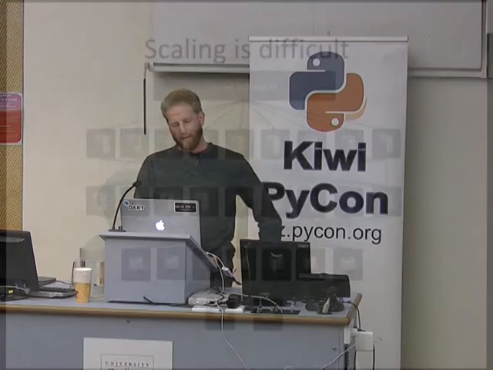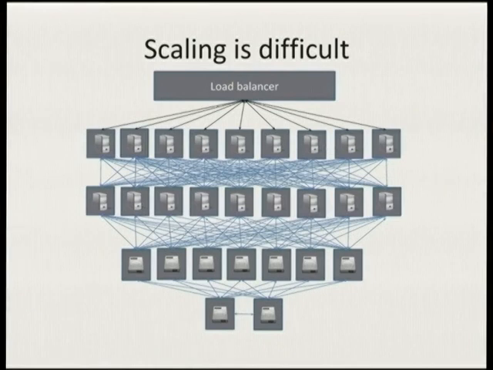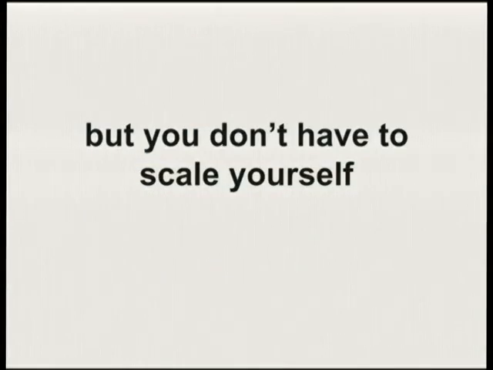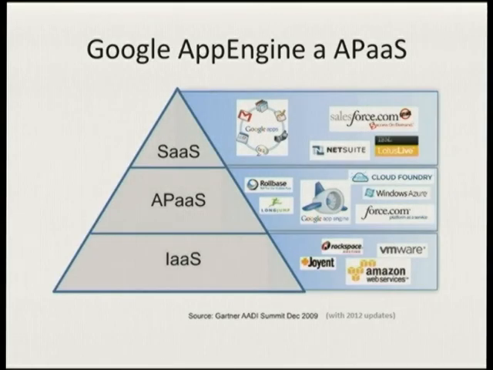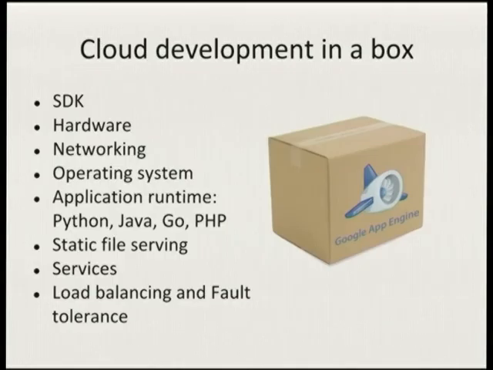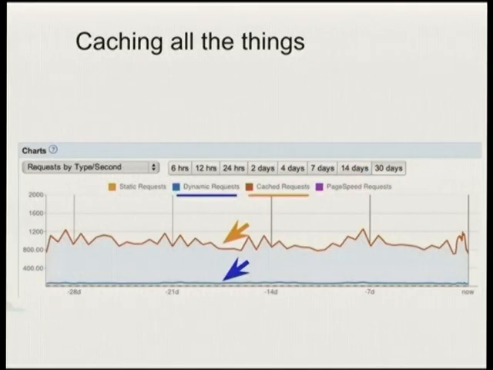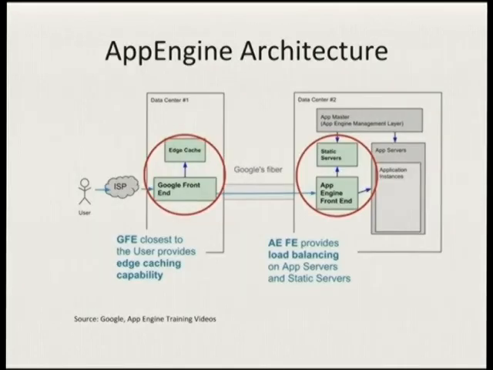Another thing about this is failure. If any part of this fails, you need to recover from that. Luckily, you don't have to do this stuff yourself. There's a whole lot of offerings. I'd probably also add Heroku and OpenShift to the mix and a few others. So we went with App Engine just because it's pretty easy for beginners to use. It's basically cloud development in a box.